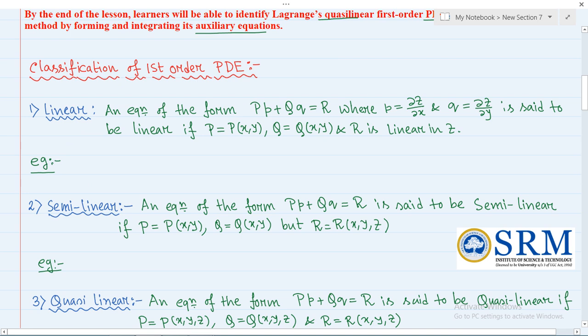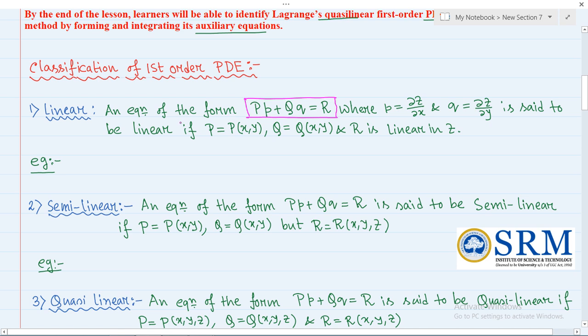If an equation is given in the form capital P into small p plus capital Q into small q equals capital R, where small p and small q are the standard notations, I think all of you are now habituated with this from the previous video lectures, where capital P, capital Q and capital R are the coefficients. These can be functions of x, y, z. Depending on these functions, it can be categorized as linear, semi-linear, quasi-linear or non-linear.